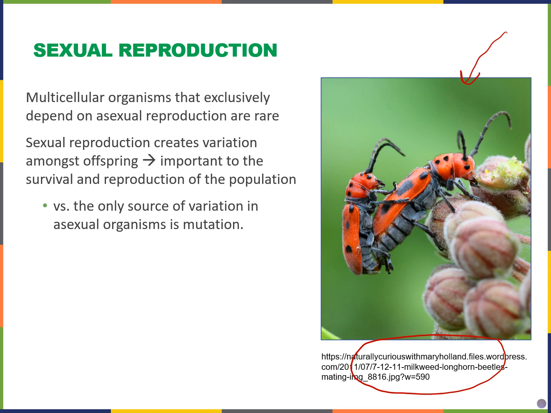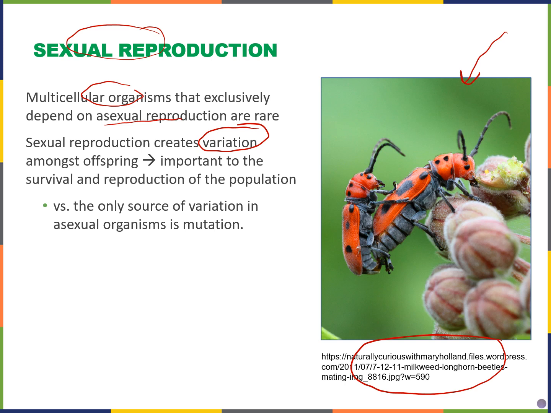Sexual reproduction. When we look at multicellular organisms, there are very, very few that divide only through asexual reproduction. So why do we need sexual reproduction? What are the advantages that it provides for us? This is really the variation that is created that we talked about in the previous video.